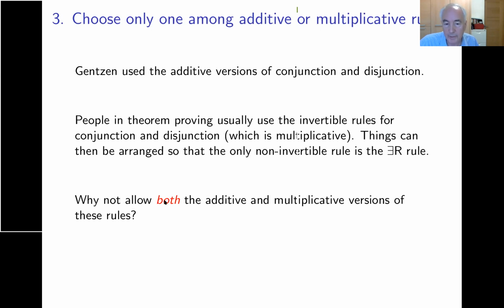Now, a good question is, why not just allow both additive and multiplicative versions? If you take one and you have contraction and weakening, you can get the admissibility of the other, but still it seems a natural step. Why not just have both? So we'll see a proof system which has both in a moment.